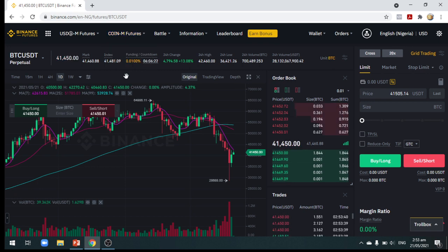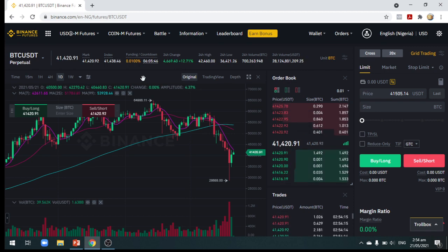Now, why would you want to choose stable coin margin futures over coin margin futures? You know that stable coins are stable by virtue of the fact that they are backed by the US dollar, and the price of stable coins is usually kept around the US dollar. So the price doesn't fluctuate much, and that gives you stability in your position in futures trading.